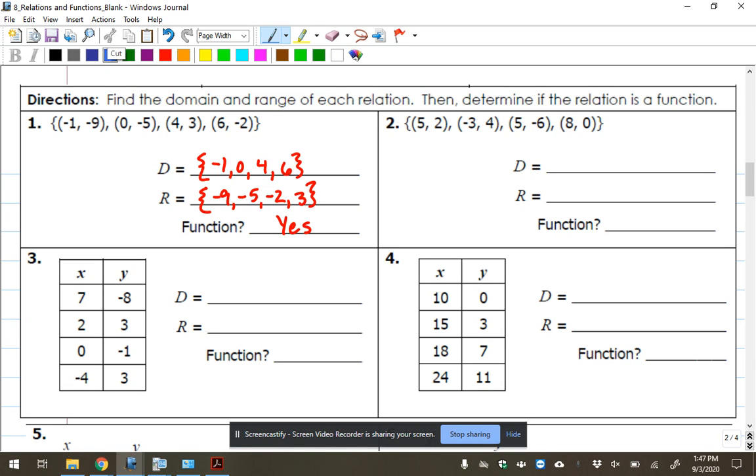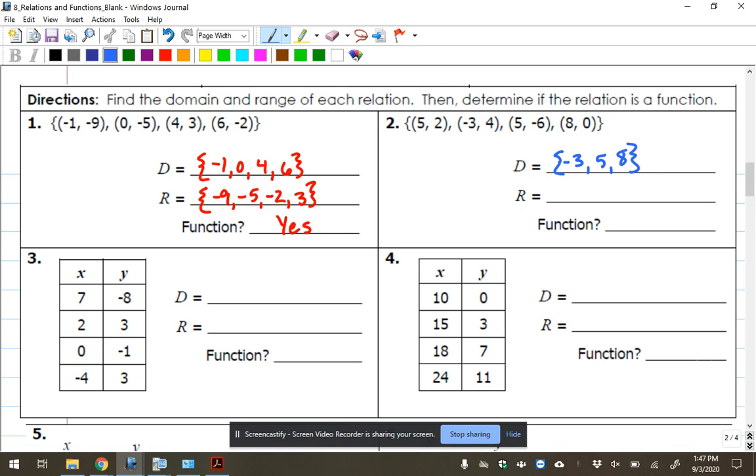Number two. We'll do it real quick. We won't do every example on the page, but we'll do some. So, what's the domain of that one? Since that 5 repeats, we're only going to list it once. So anytime you have a repeated value, only list it one time in your domain or range. Okay? So don't list it twice when you're listing domain and range. It's listed twice in the ordered pairs, and that's okay. But when you write your domain and range, only list it one time.